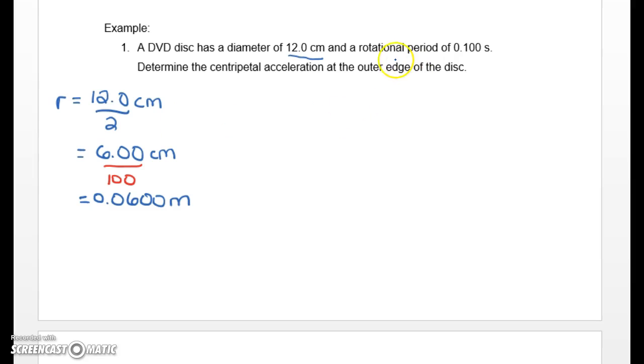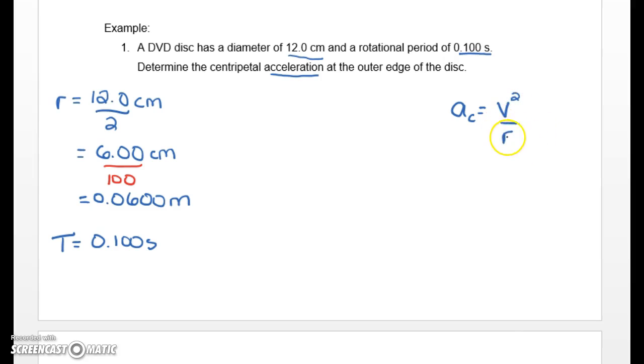So then the next thing here that we're given is the rotational period of 0.100 seconds. That is the capital T as your variable there. So what we're trying to find here is this centripetal acceleration. If you guys remember your equation for centripetal acceleration that I just gave you a few moments ago, that is equal to v squared divided by r.